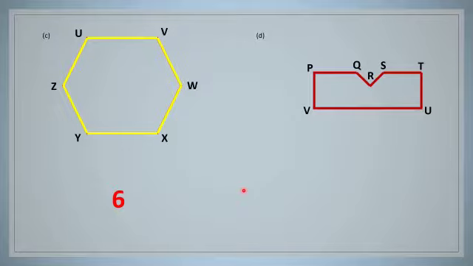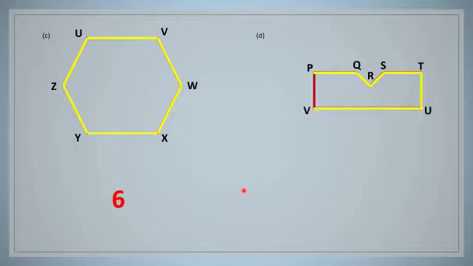Moving on to the fourth one. The first line segment will be PQ. Second will be QR. Third will be RS. Fourth will be ST. Fifth, TU. Sixth, UV. And seventh, PV. So there are 7 line segments in this figure. So remember, again, always take a line when it has 2 endpoints and start counting the line segments. You will get the total number of line segments in that particular figure.